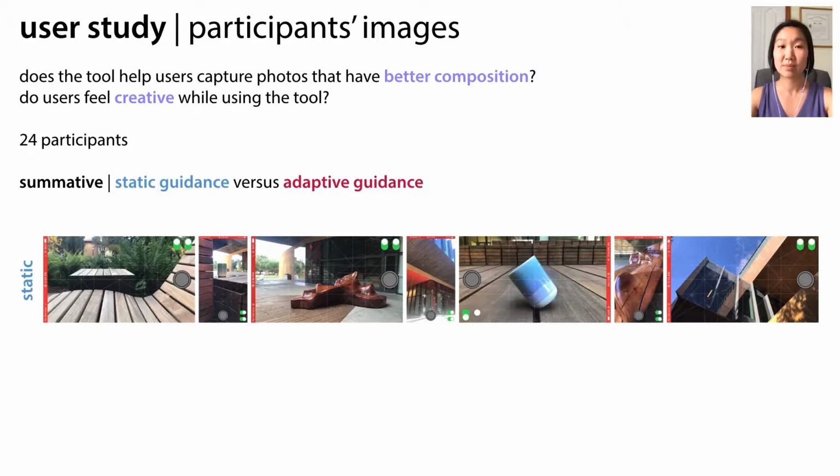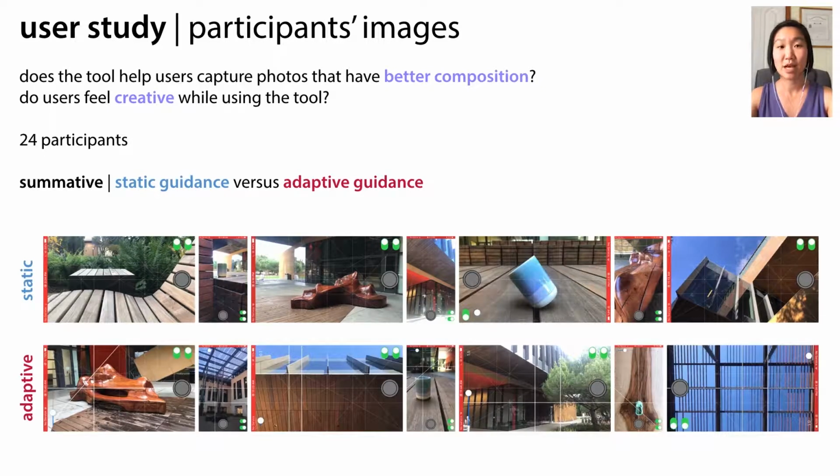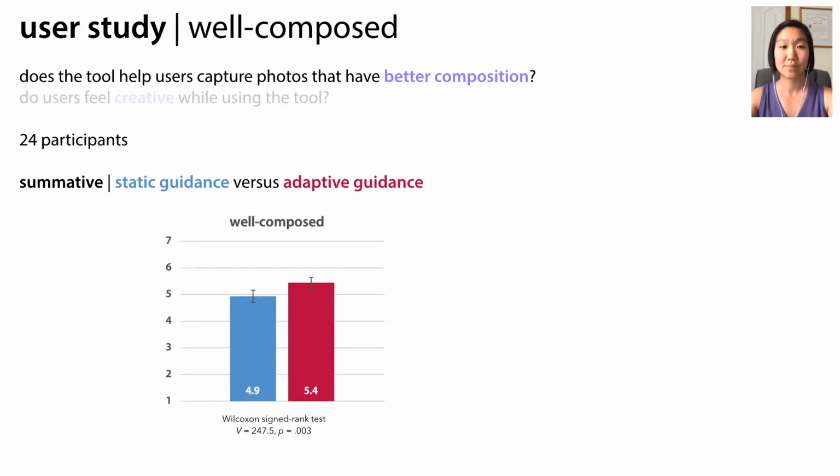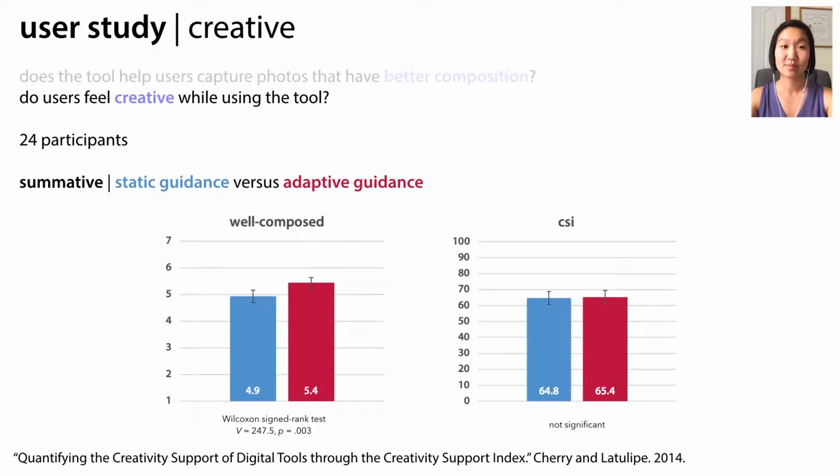Here are a couple photos that participants captured using the static guidance. And here are a few captured using the adaptive guidance. We found that participants indeed believed that the photos they captured with the adaptive guidance were better composed. However, when measuring creativity using the Creativity Support Index, we did not see a significant difference. Nonetheless, we heard a lot of qualitative support suggesting that users felt the tool encouraged them to explore new creative ideas and made them feel confident in their ability to compose photos.